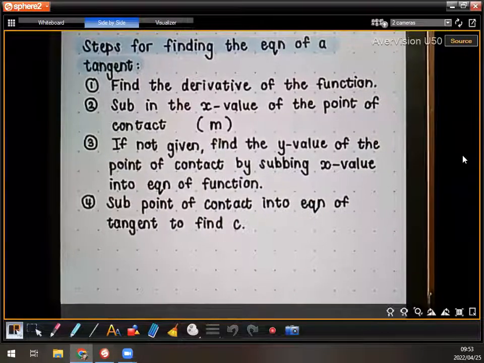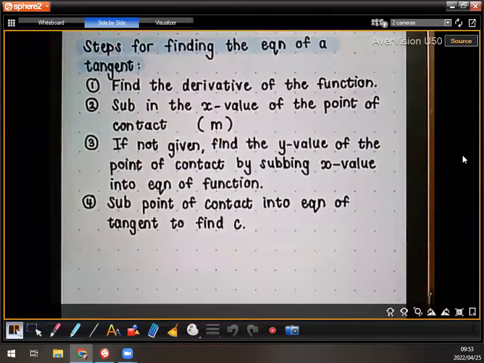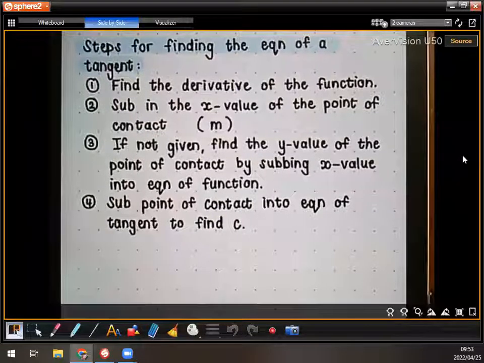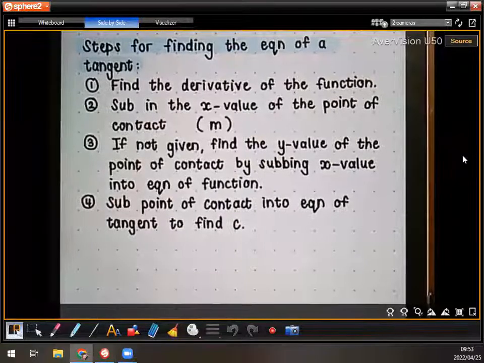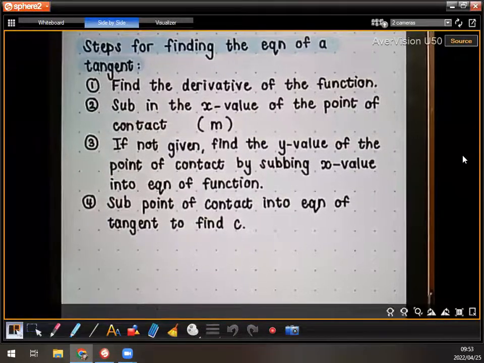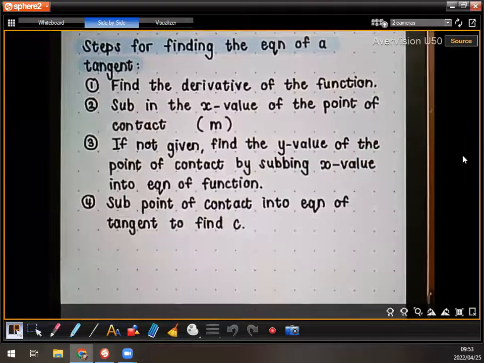Step 4 is then sub the point of contact into the equation of the tangent to find C. Right, and those are the steps that you will always have to follow when you're asked to find the equation of the tangent. Like I said, tomorrow we'll do an example where it's the other way around, where you actually find the point of contact.